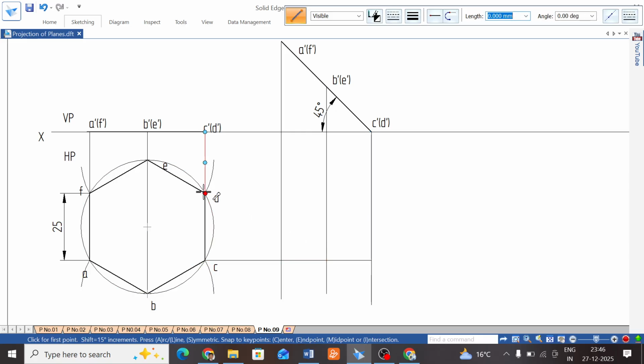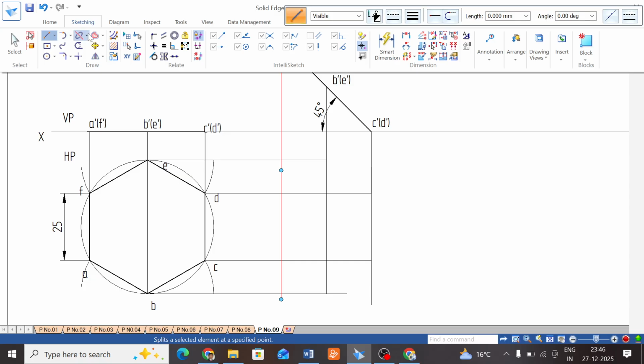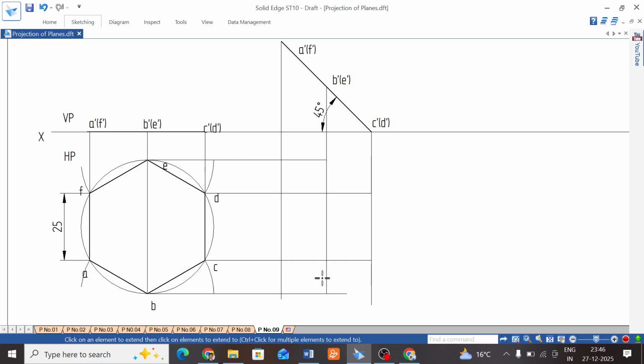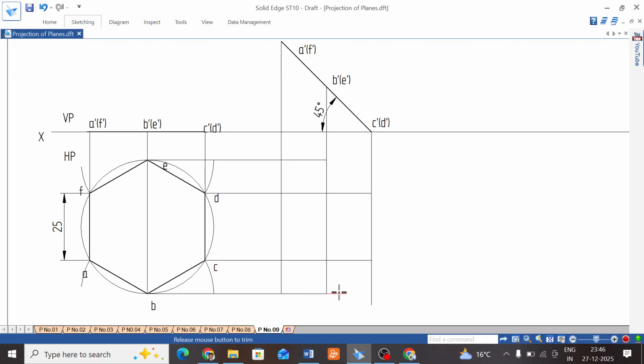Then D and F are on the same line. F is here, D is here, project it. Next, the B point is here, project it. Next, the E point is exactly mid, up to here, and this line too. Now here are those extra lines. Now name those A, B, C, D, E, F in the top view.